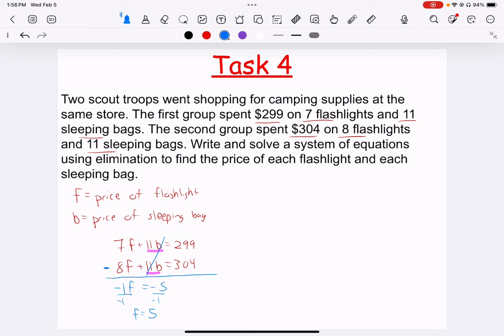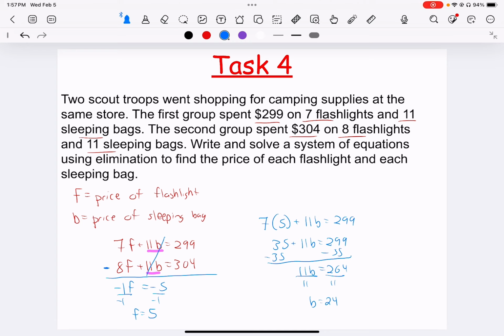Now, to find B, the cost of the sleeping bag, I'm going to substitute in. So I have 7 times 5 plus 11B equals 299. 35 plus 11B equals 299. Subtract 35 from each side. 11B is equal to 264. Divide both sides by 11. B is equal to 24.